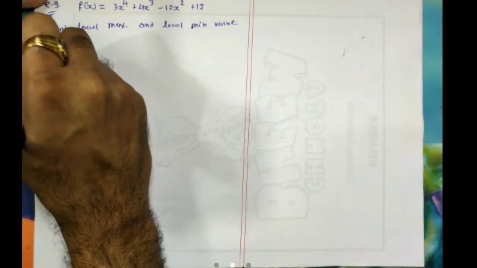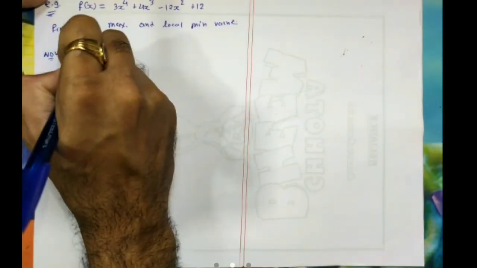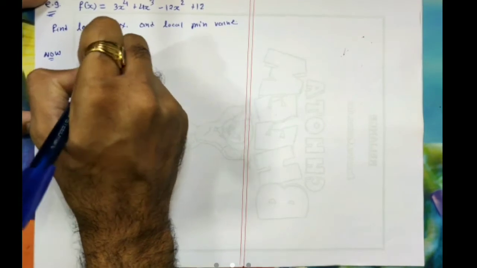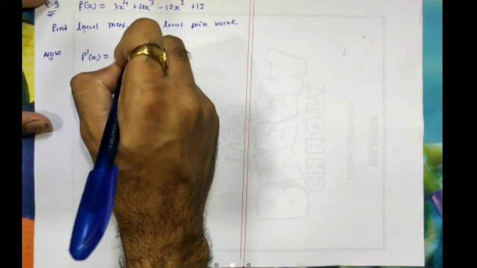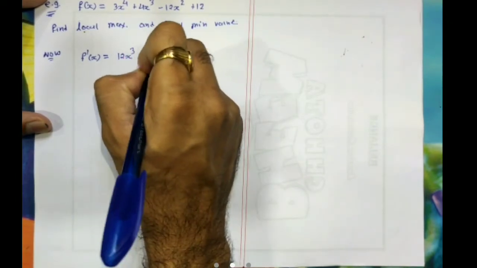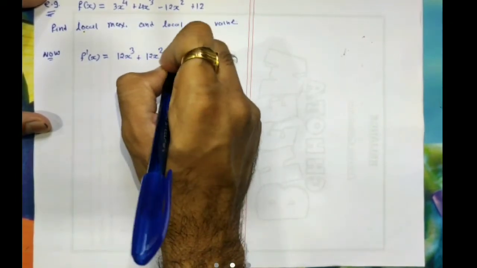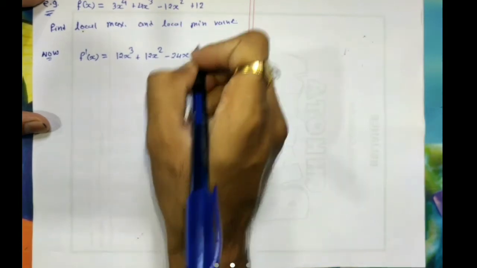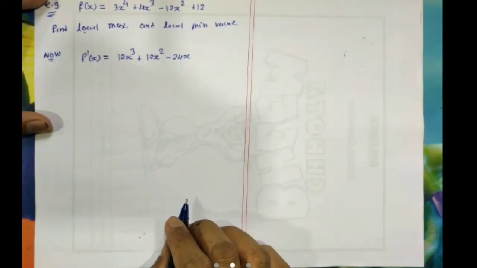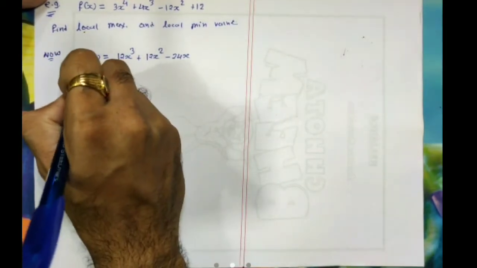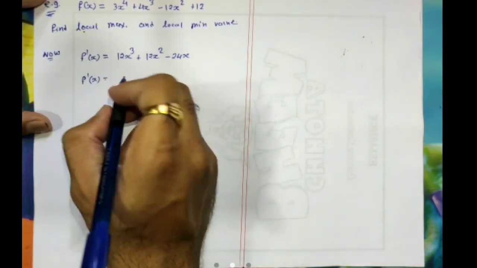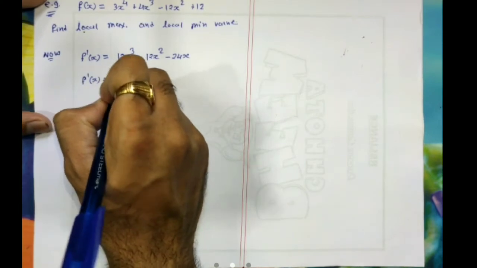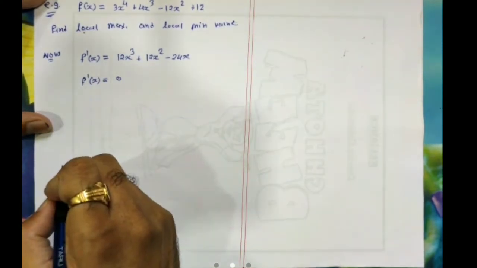So now first find f dash x. Our f dash x is 12x cube plus 12x square minus 24x plus 0. This is our f dash x. Second step in the first step: you have to take f dash x equal to 0 to find the critical points.